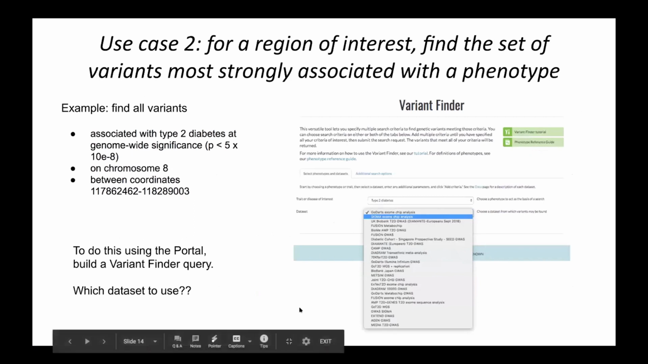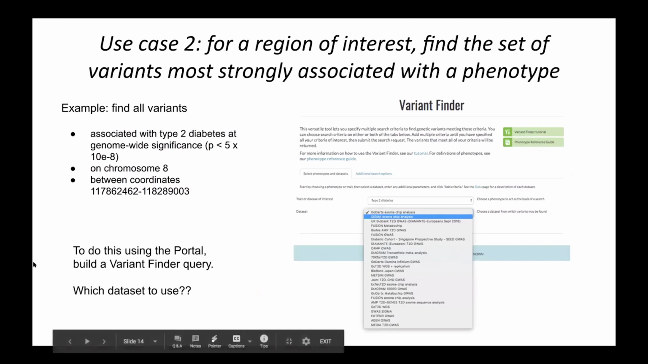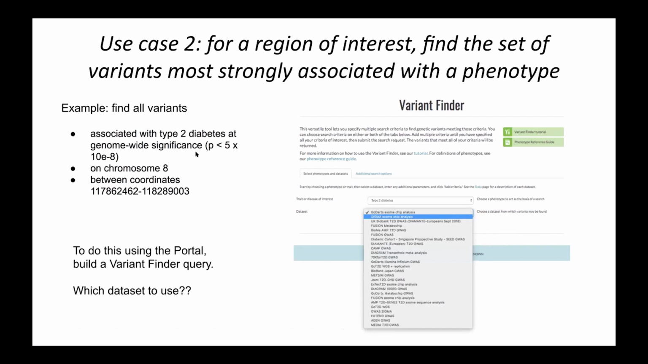If you have a region of interest and you have a phenotype of interest, how do you know which variants are most strongly associated with the phenotype in that region? Let's do the example here of looking for variants that are associated with type 2 diabetes at genome-wide significance, in this region on chromosome 8 between these coordinates. You can do this in the portal with the variant finder, which is a really nice versatile tool.